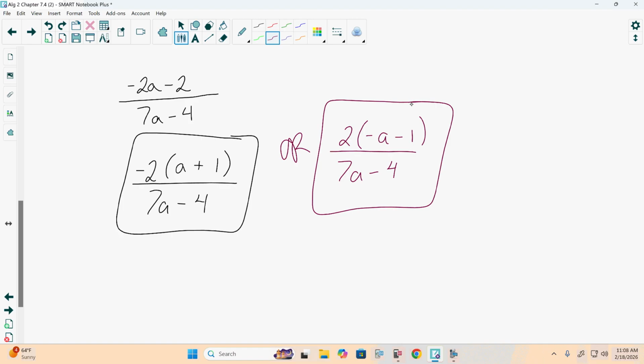Now, unfortunately, the 2 out front, the 2 we factored out, will not reduce with anything on bottom, because 7a minus 4, again, is a single expression, doesn't match anything on top. If we had 2, 4, an even number in front of that 7a minus 4, in front of those parentheses, then the 2 on top and that number on bottom would reduce. Questions on this here?